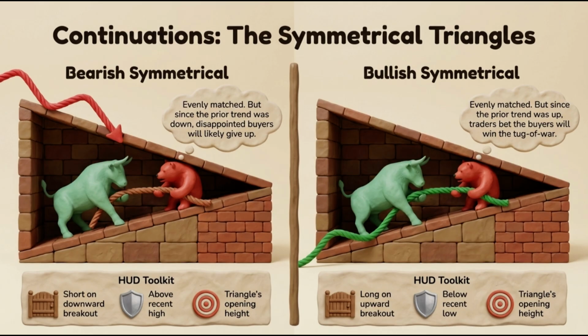Symmetrical triangles represent a moment where the bull and the bear are perfectly evenly matched in a tug-of-war. Because neither side is clearly winning yet, traders look at the prior trend for a hint. If the market was trending down before the triangle, disappointed buyers will likely give up. If it was trending up, traders bet that the buyers will eventually win the struggle and continue upward.